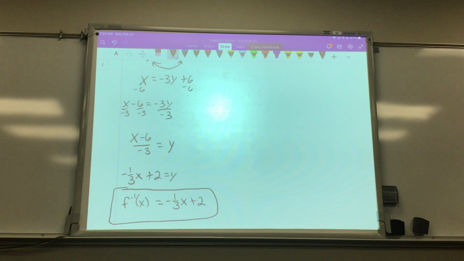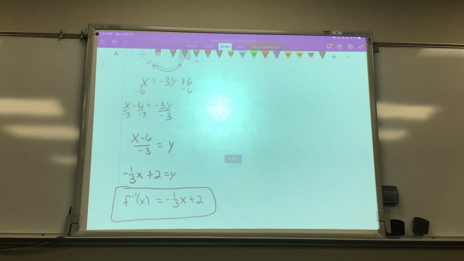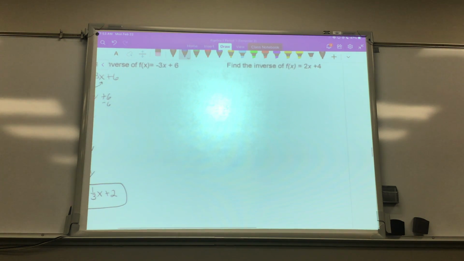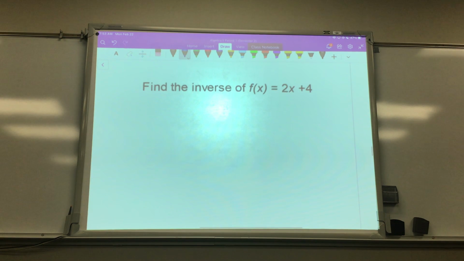Flip-flop x and y, solve for y, have your proper notation. Second one, we got f of x again. Let's replace that with y. Okay, when I flip-flop x and y now, what's the next line of work that I got there? Hayden?